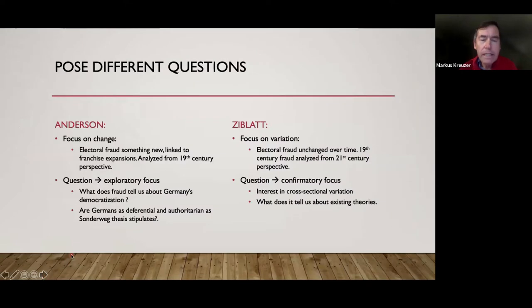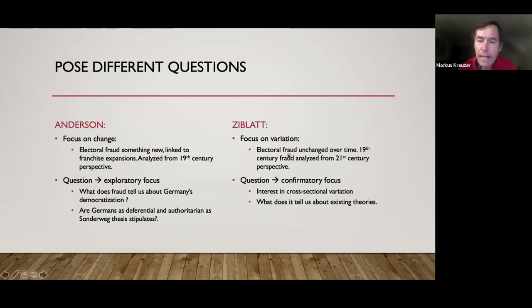So how are these two papers different in terms of the way they use history? The first one is in terms of their focus on change. So for Anderson, electoral fraud is something new. Something related to the recent expansions of the male franchise in Germany. And she's trying to understand the implication of this electoral fraud for German democratization. So she looks at electoral fraud from the perspective of the 19th century. So she's reading history forward.